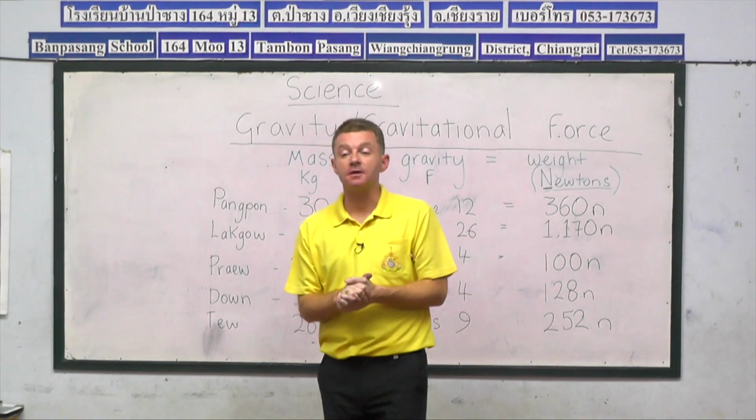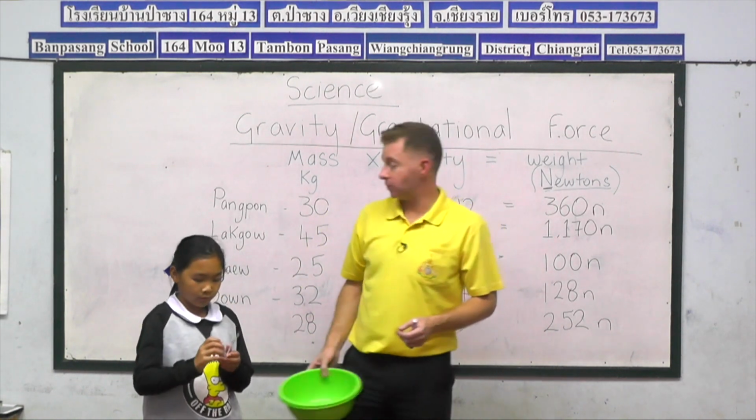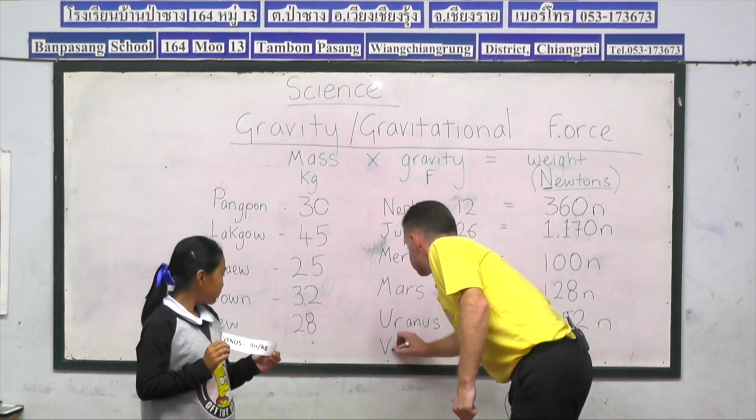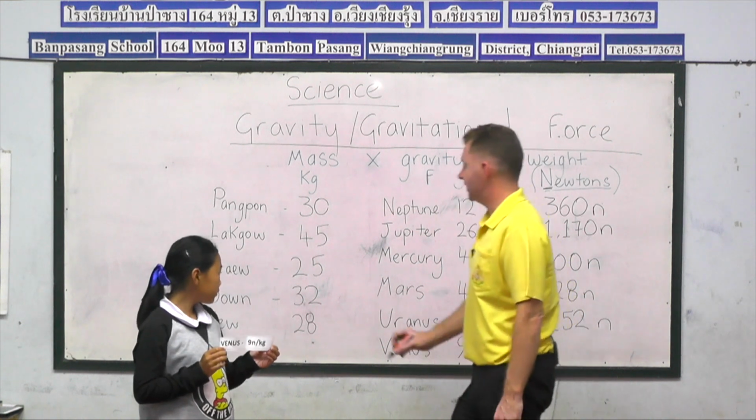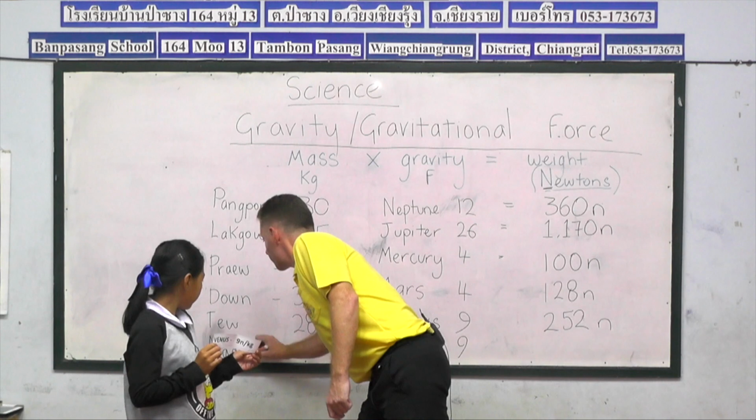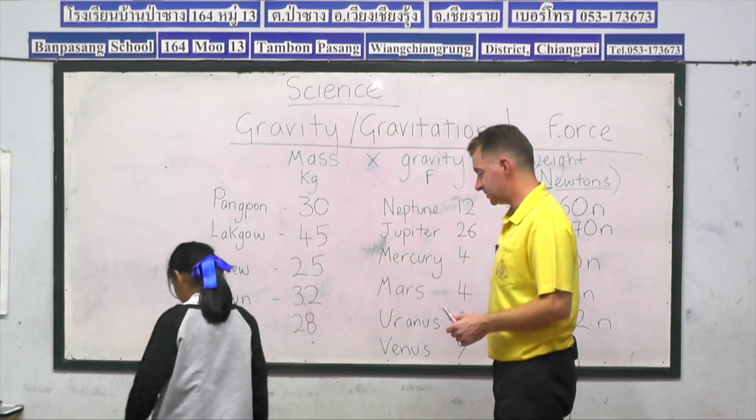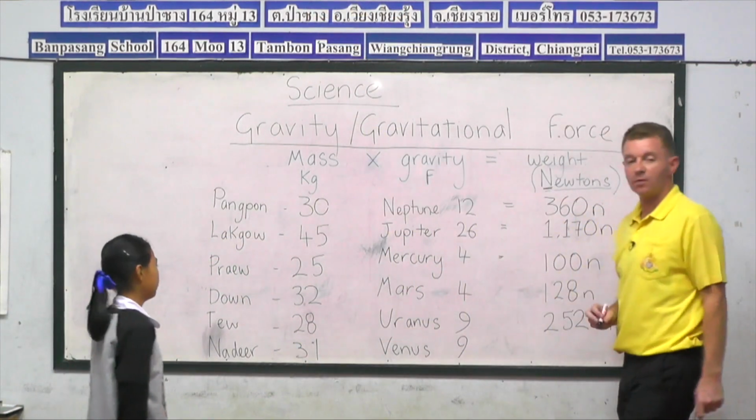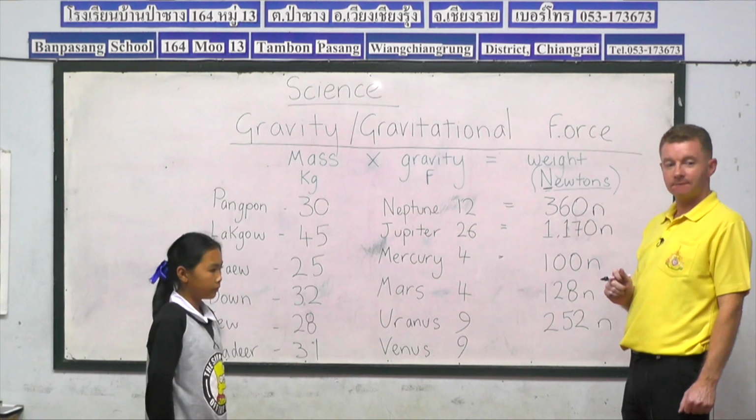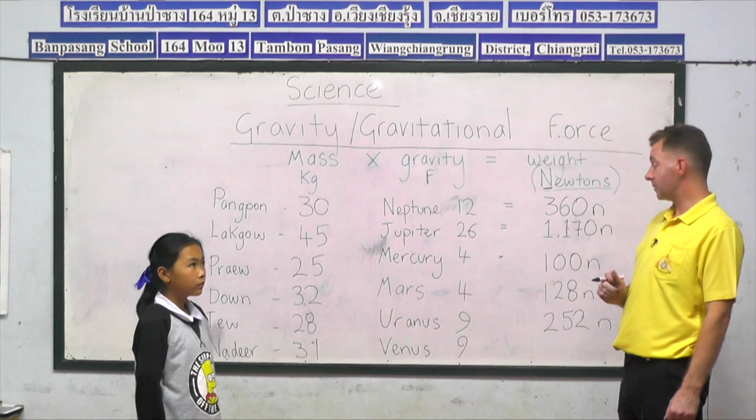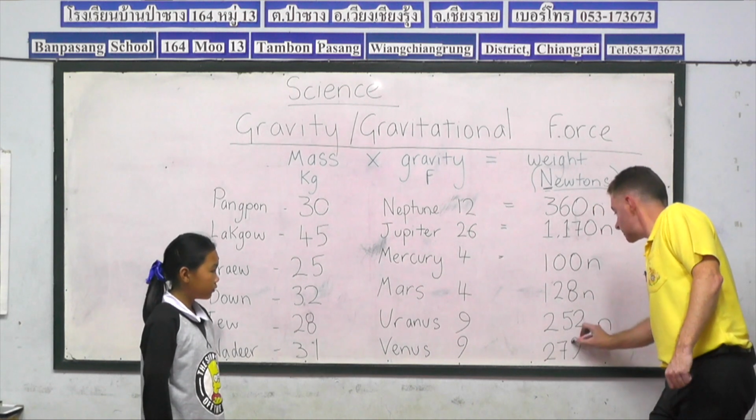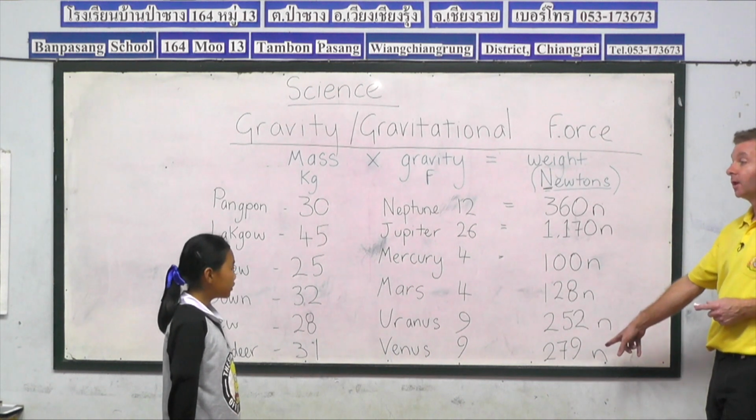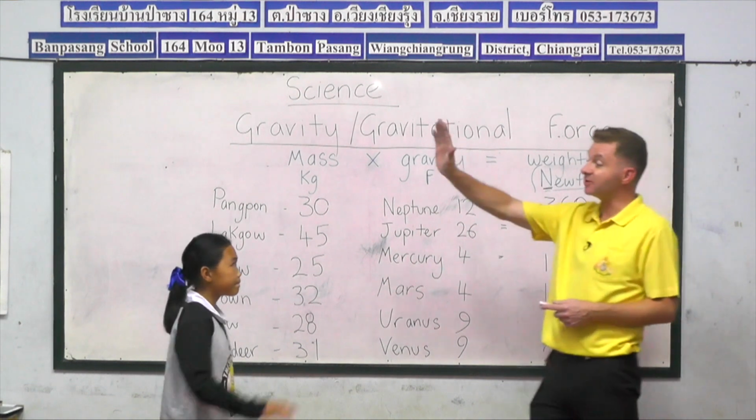And now time for Nadia. Nadia, come and join me at the front. So Nadia, what planet are you going to? Venus. Okay, 9. So we can put Venus, gravitational force of 9. But Nadia, now we need to know your mass in kilograms on planet Earth. So let's see. 31. 31 kilograms is Nadia's mass. So 31 times 9, guys. 279. 9 times 31 is 279. So Nadia, your weight in newtons on the planet Venus is how much? 279. Okay? So high five and a big round of applause for Nadia.